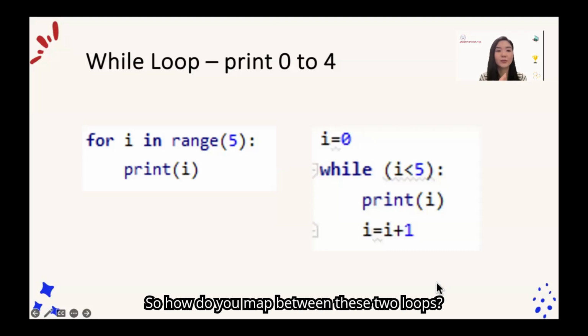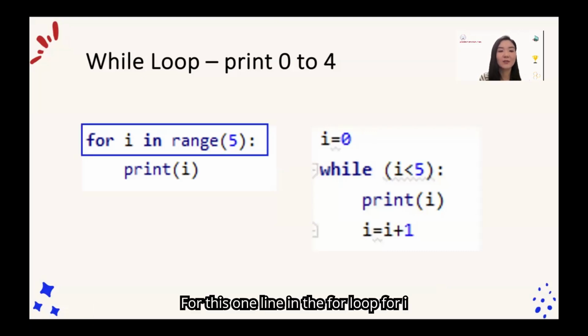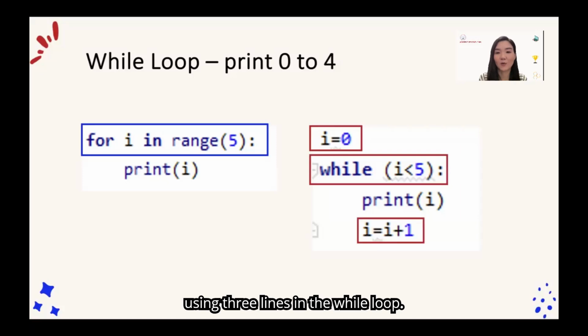So how do you map between these two loops? For this one line in the for loop, for i in range 5, it tells us three things. i starts from 0, i stops at 5, and i is increased by 1 every time. So we need to do this using 3 lines in the while loop: i equal to 0, while i less than 5, and we need to put i equal to i plus 1.